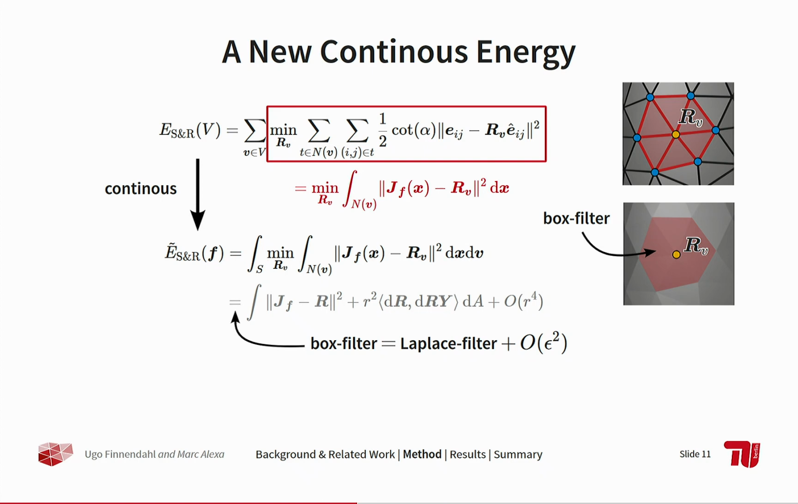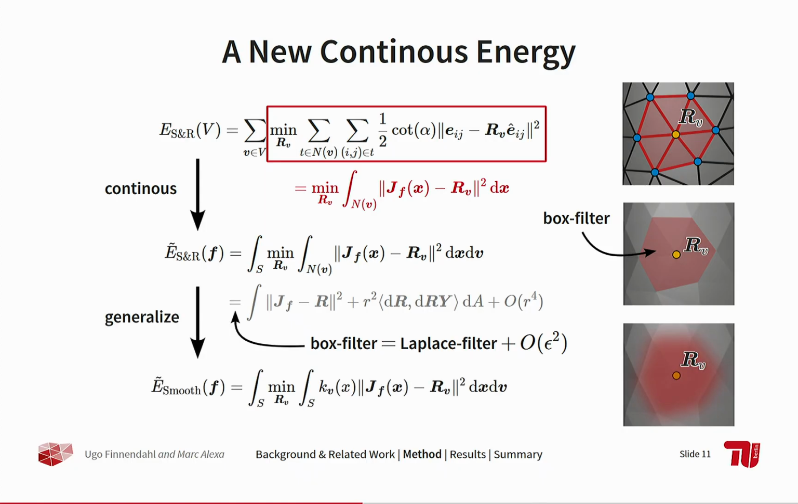So we ask ourselves, if we replace the filter in the derivation, why not directly use the Laplace filter in the energy? Because it gives us the same bending penalty. And we even further generalize the energy by introducing arbitrary kernel weights, k, which are functions over the surface that differ for each point on the surface.